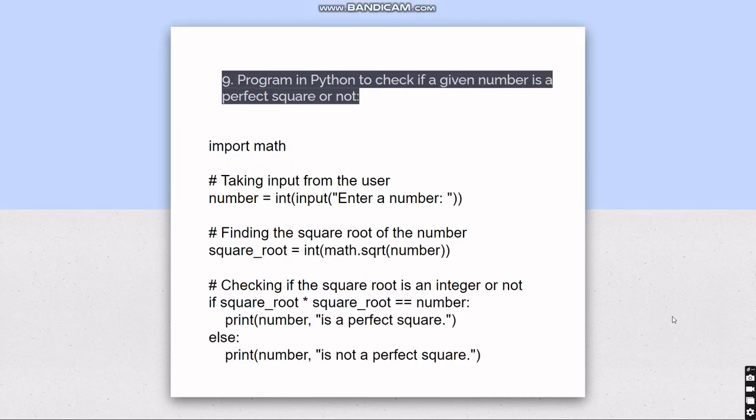9. Program in Python to check if a given number is a perfect square or not. import math. # Taking input from the user. number = int(input('Enter a number: ')). # Finding the square root of the number. square_root = int(math.sqrt(number)). # Checking if the square root is an integer or not. if square_root * square_root == number: print(number, 'is a perfect square'). else: print(number, 'is not a perfect square').